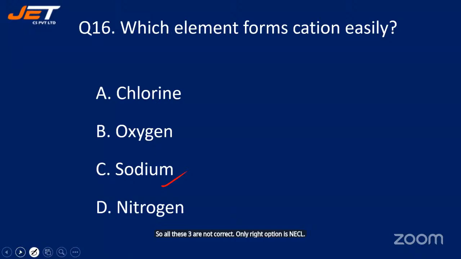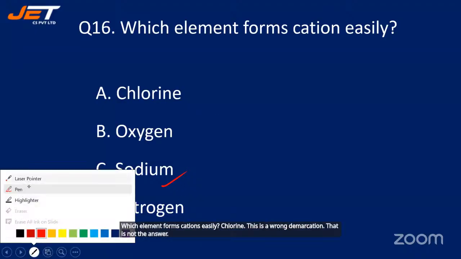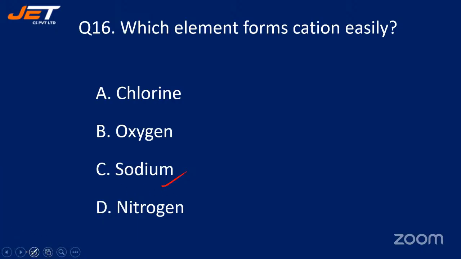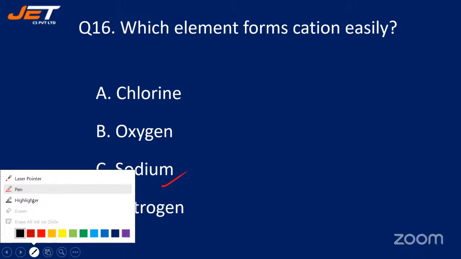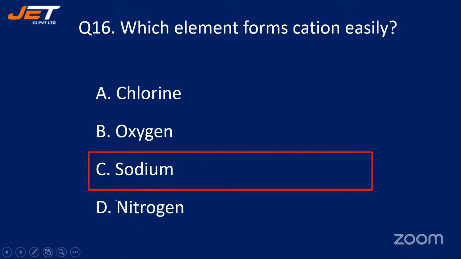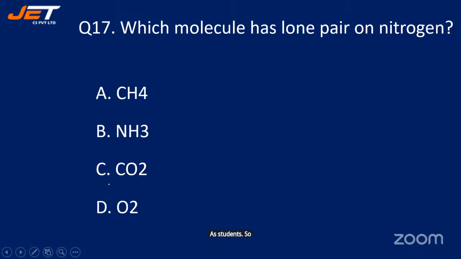Next question. Which element forms cations easily? Chlorine. This is a wrong demarcation. That is not the answer. Yes, students. Sodium is the right answer.